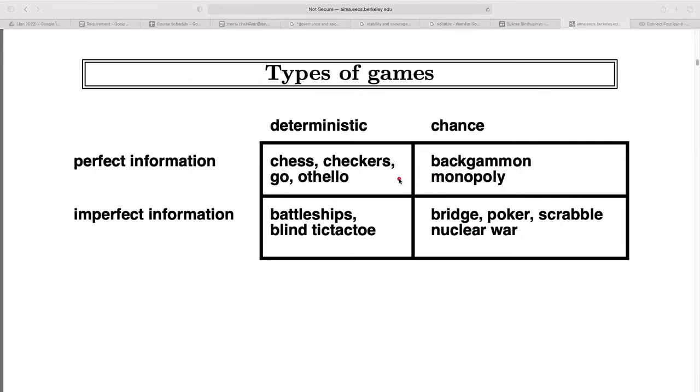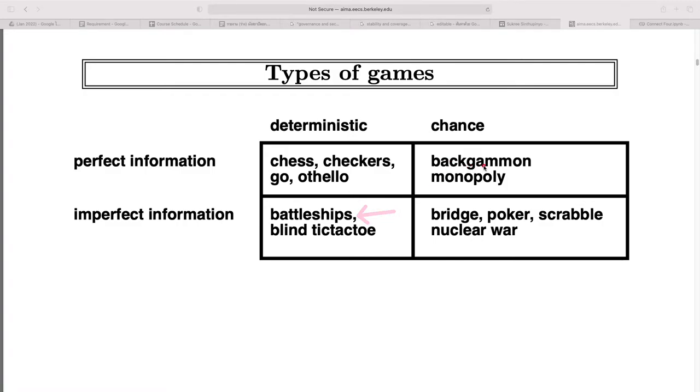So for the one that is perfect information and deterministic, if you want to choose this one, it will be that one. So chess, checkers, Go, Othello. And deterministic but imperfect information is Battleship. In the Battleship game, if you want to shoot something at your enemy, there are some kinds of spaceships or battleships hidden somewhere.